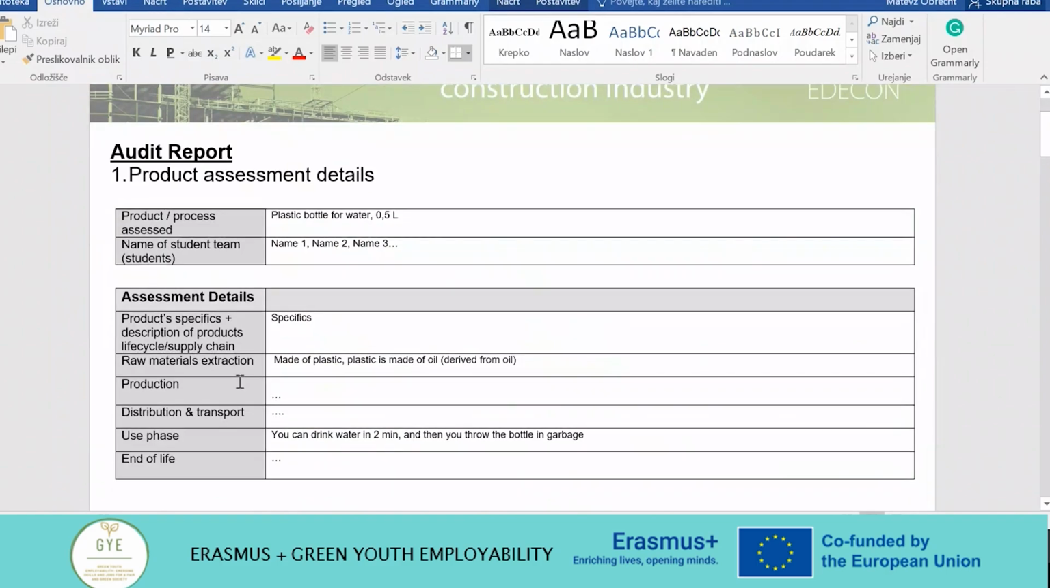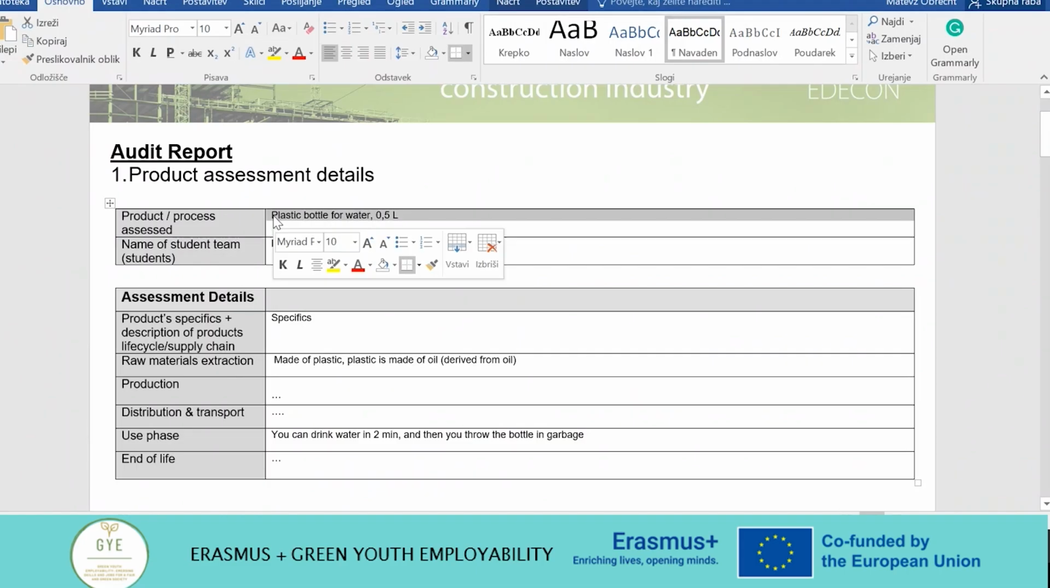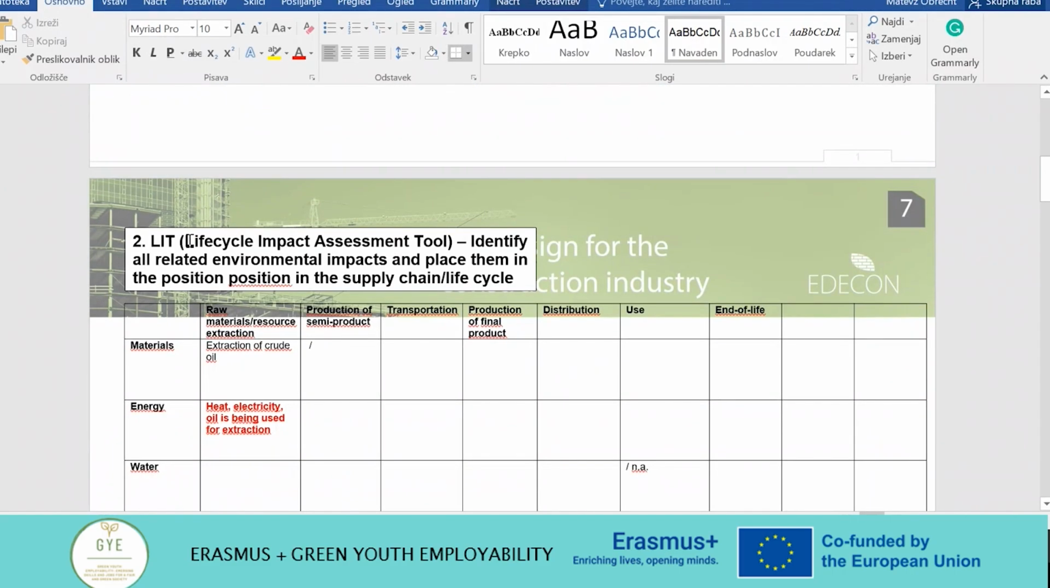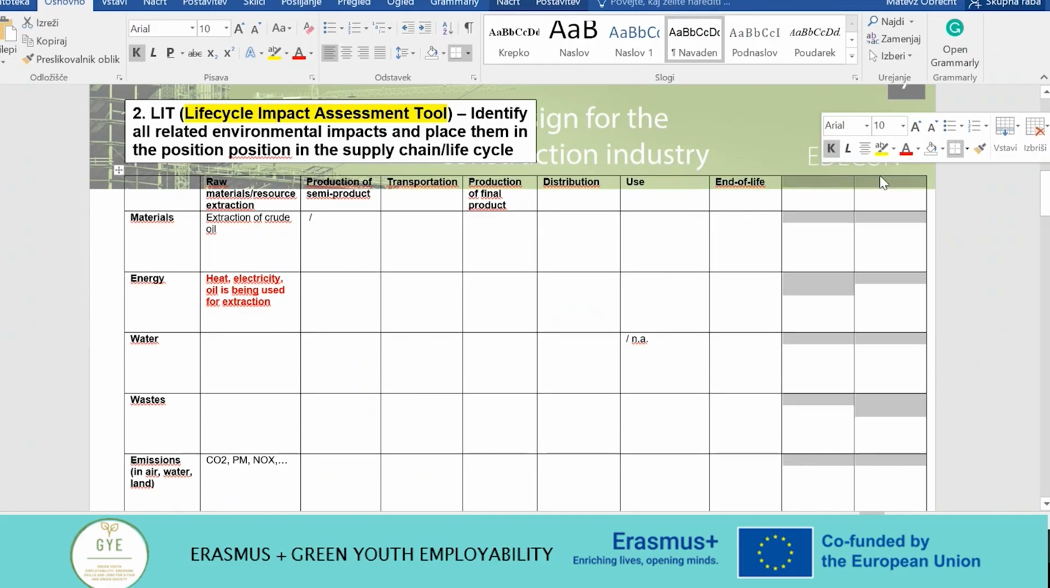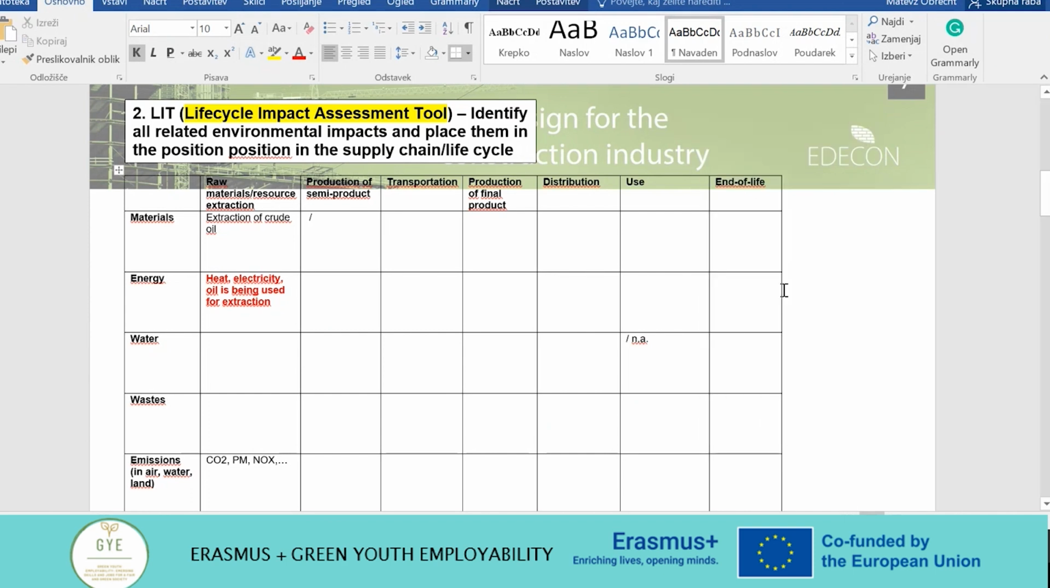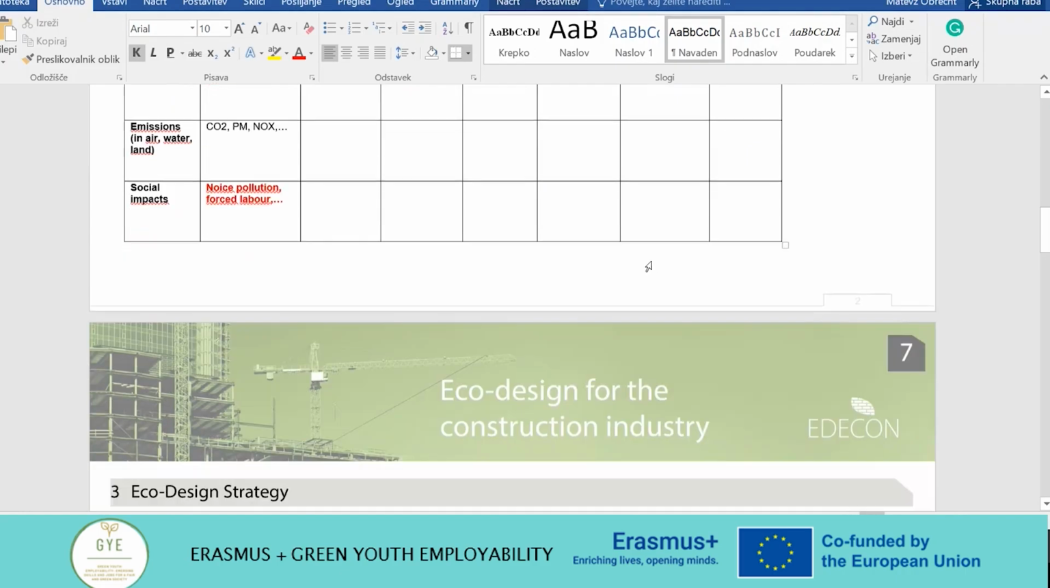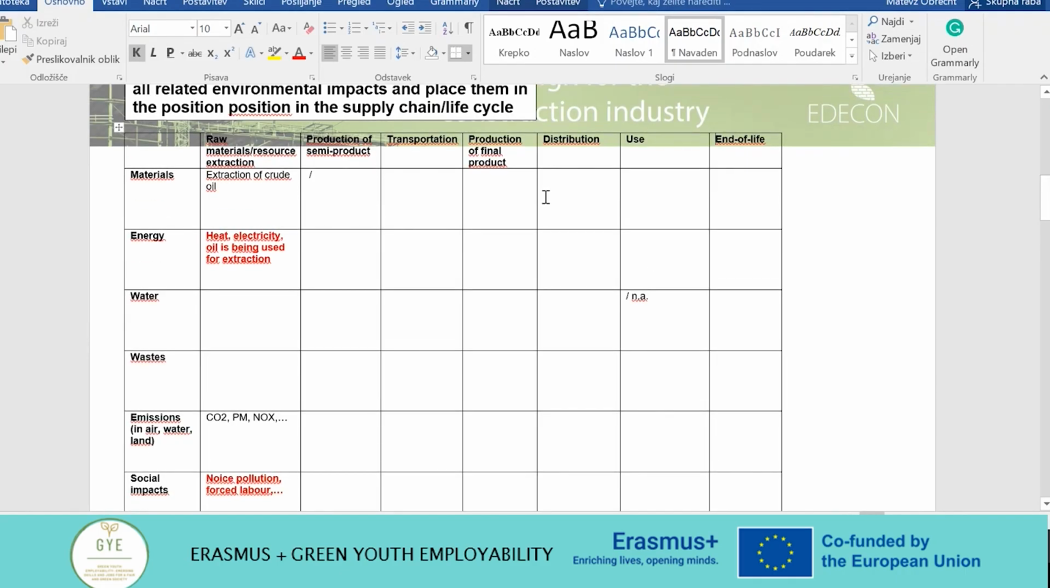So first, as mentioned, you define or select one product which you want to use for the further analysis. Then you will assess the details of this product analysis. Then you will prepare this life cycle impact assessment tool, and then you will fulfill this table. So you have here some empty columns, so you can remove them if you don't need them. You can add additional columns if you need them, and so on. So you will see how your supply chain looks like.